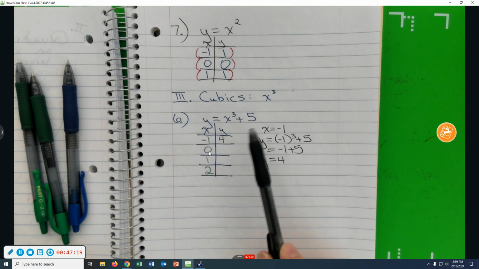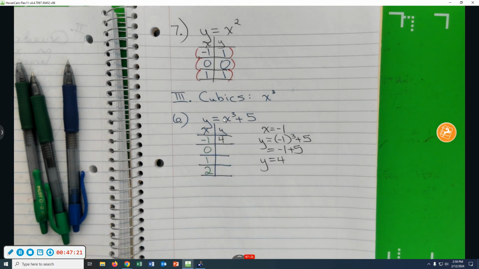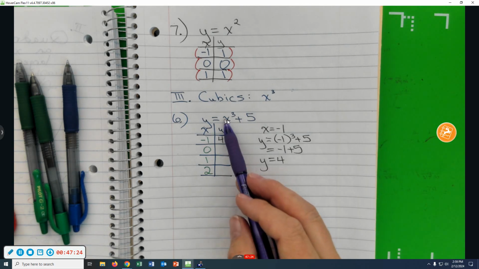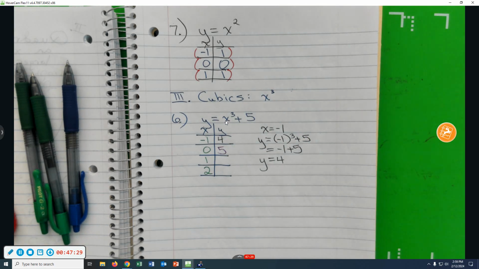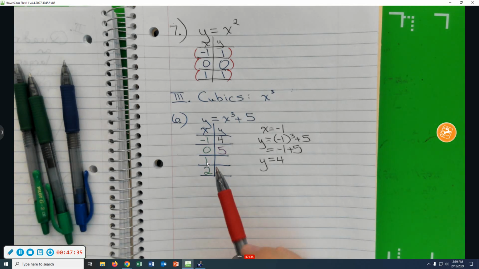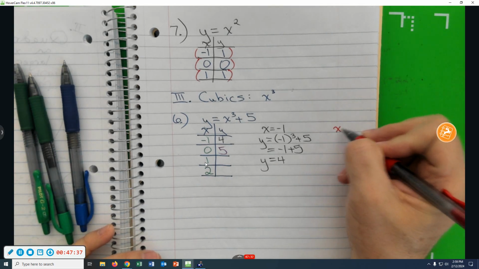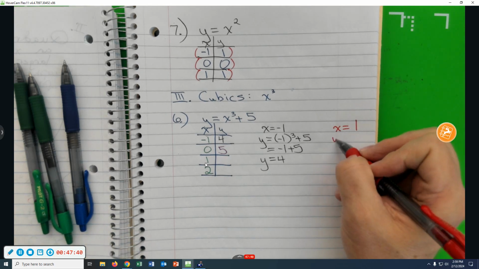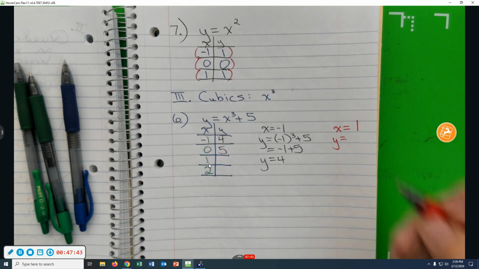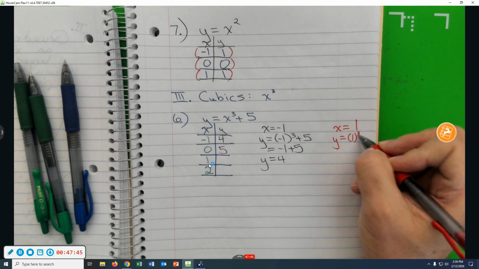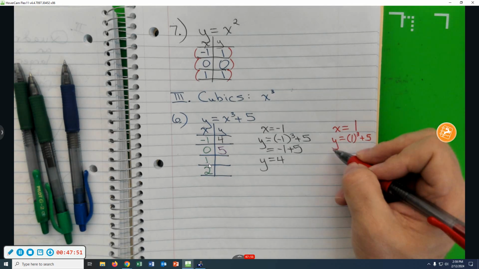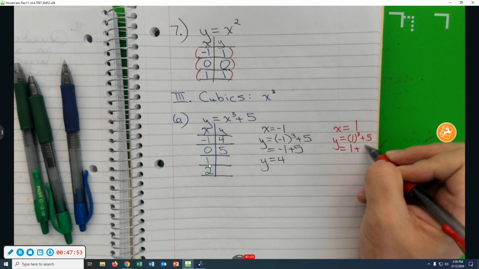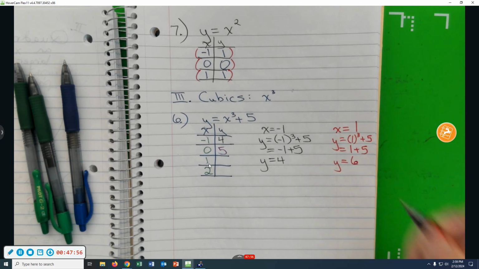Plugging in 0, I think you can tell me the y value without us showing any work. 0 times 0 times 0 plus 5, that's 5. Now we're plugging in a 1 for x. Are we going to get the same thing we did when we plugged in -1? No, because 1 cubed is a positive 1. So you have a positive 1 plus 5. So the y value is 6.